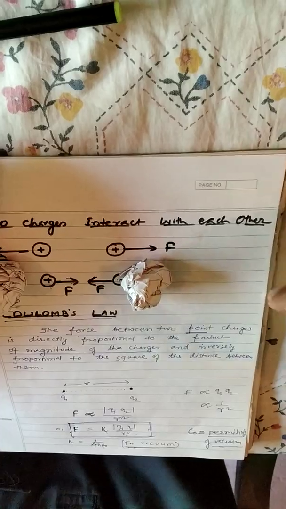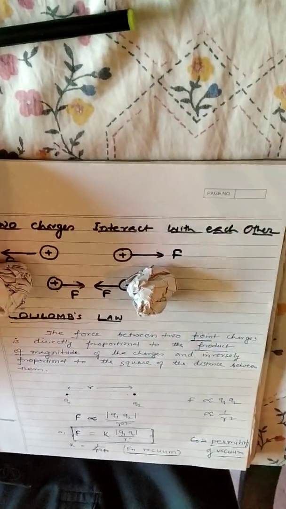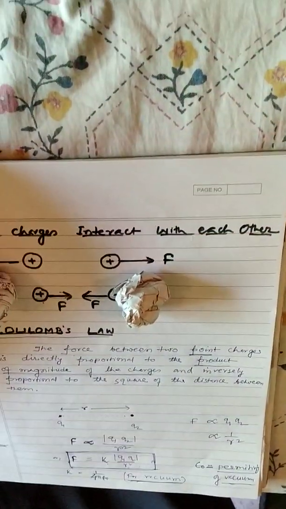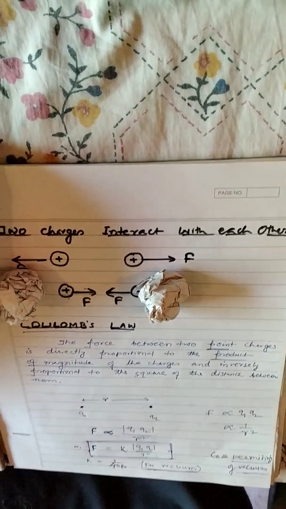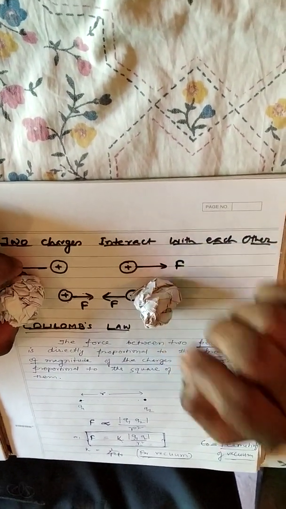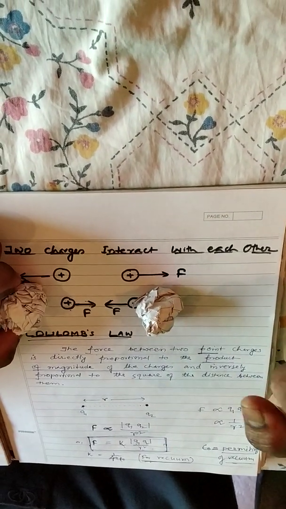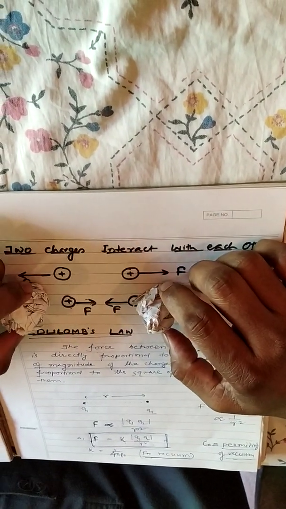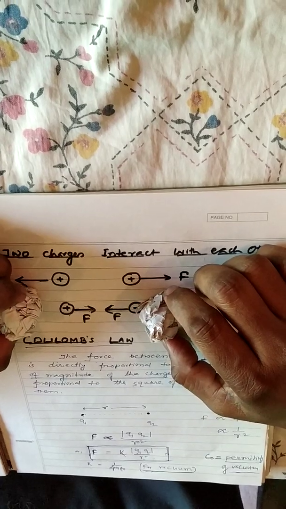Now, how much attraction? What is the magnitude of this attractive force? All these things we'll discuss today, and this is given by Coulomb's law. Coulomb's law gives a quantitative measure of electrostatic force between two point charges.